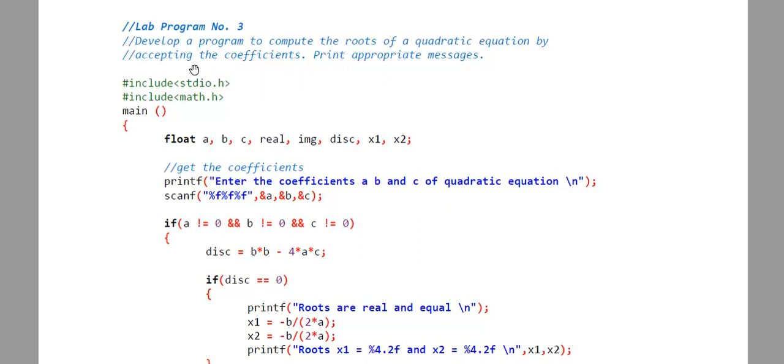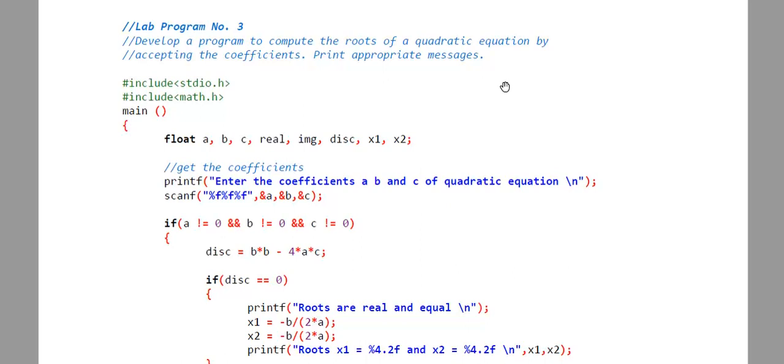This is: develop a program to compute the roots of a quadratic equation by accepting the coefficients, print appropriate messages. In this particular program, what the program will do is solve a quadratic equation. And what is a quadratic equation? A quadratic equation is of the form ax square plus bx plus c is equal to 0. If we solve this quadratic equation for x, we will have two roots. So, this program is going to calculate the two roots.